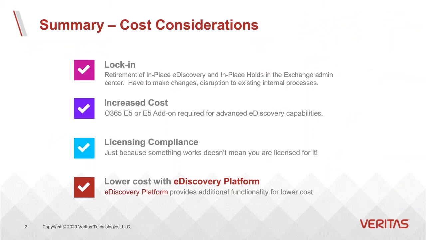So quickly summarizing what we just covered, you could see how the retirement of the in-place discovery and in-place hold capability basically locks customers in. They have all their data and their processes for eDiscovery in Office 365, and now they have to make changes. They had some time, but still, it's a change to them. And maybe they didn't need to go beyond email, and they just wanted to keep doing what they're doing. Now they have to buy into a much more expensive license, and that gets me to increased costs. So now you're looking at an E5 or an E5 add-on, which is required to get these advanced eDiscovery capabilities.